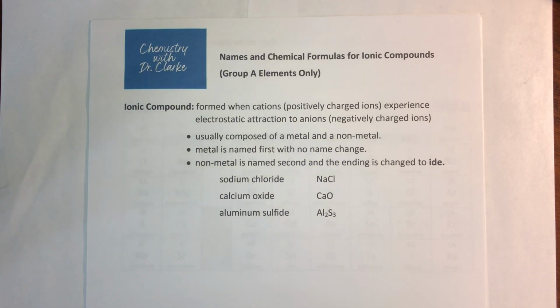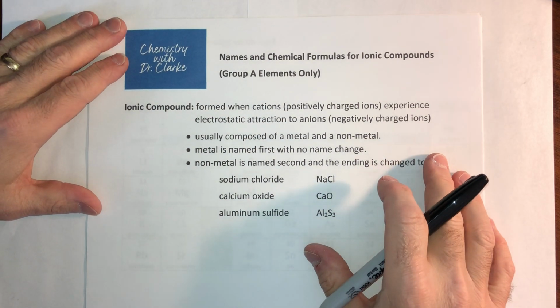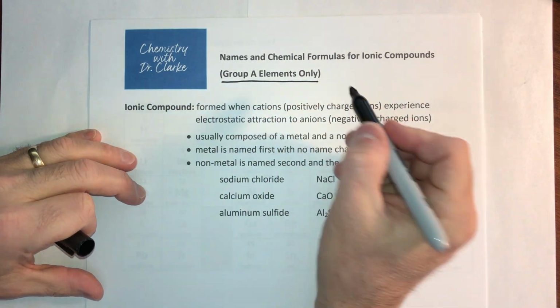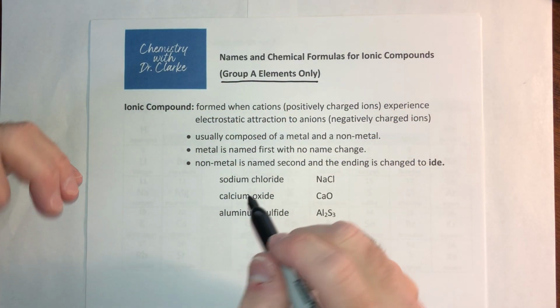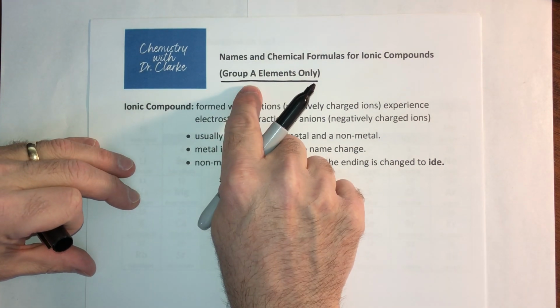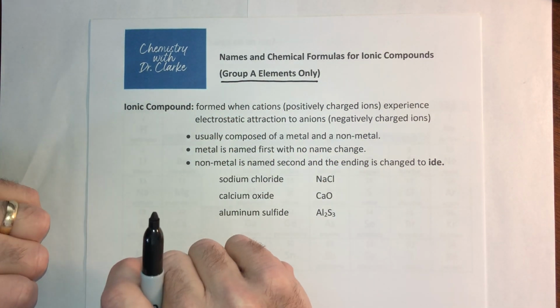Now, this topic has a lot of breadth to it. It's a lot of things you have to discuss. So for this first video, I've decided to limit myself to only the group A elements. When I make my ionic compound, the only elements that I'm going to choose from are those from the group A parts of the periodic table.